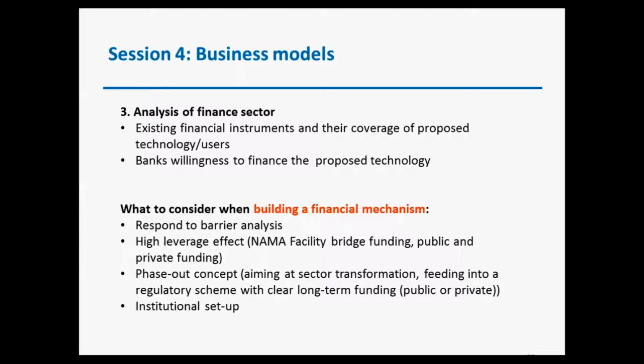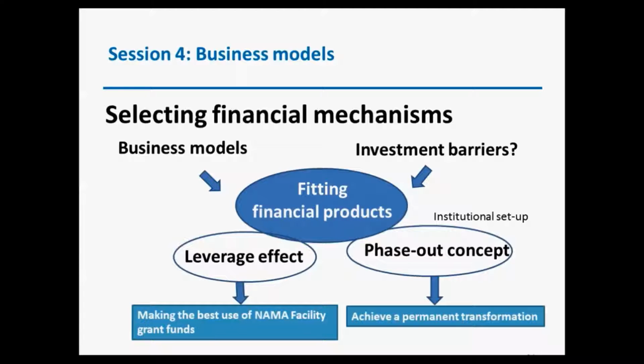But we really need to do that barrier analysis to see where the barriers actually are. Are they with the finance sector? Are they with the technology? Or are they with the users or investors? Maybe they are in several of them, and we need to build financing mechanisms that respond to these barriers. So that was on business models. So business models and the financing barriers come together when we're looking for a fitting financial mechanism.